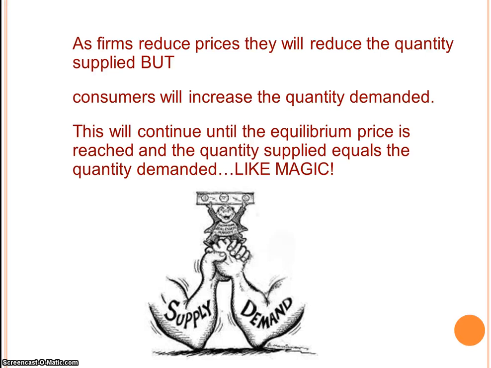So as long as there's still a surplus, firms will keep dropping their prices. And eventually you get to the point where the quantity supplied equals the quantity demanded, which is the equilibrium price and quantity. It's like magic.